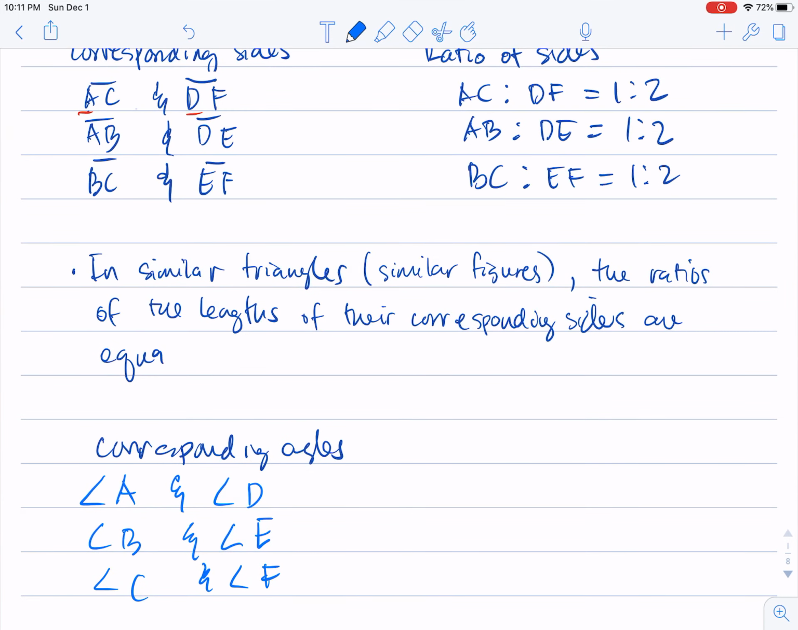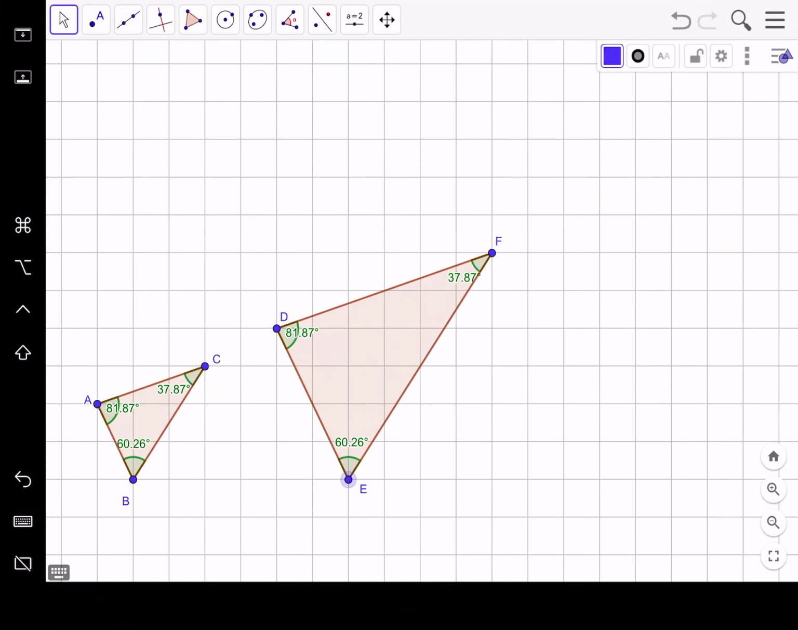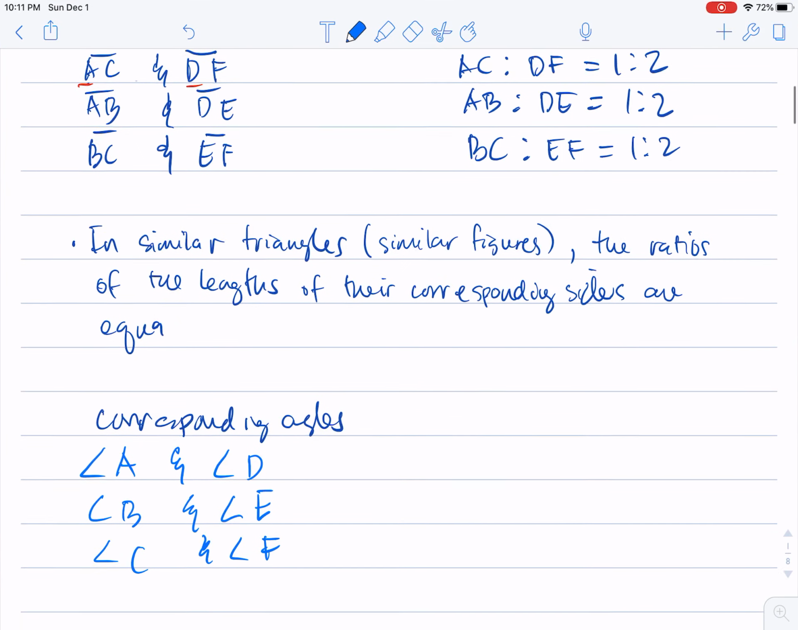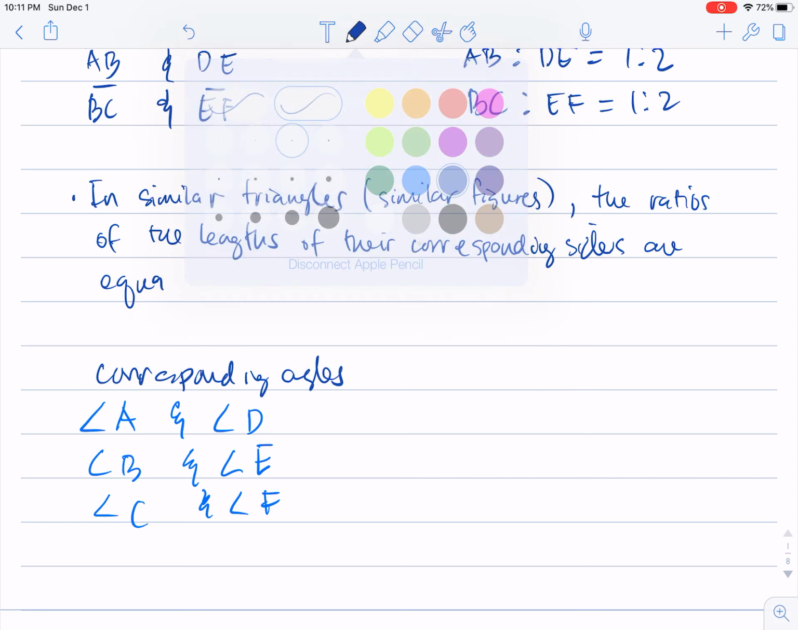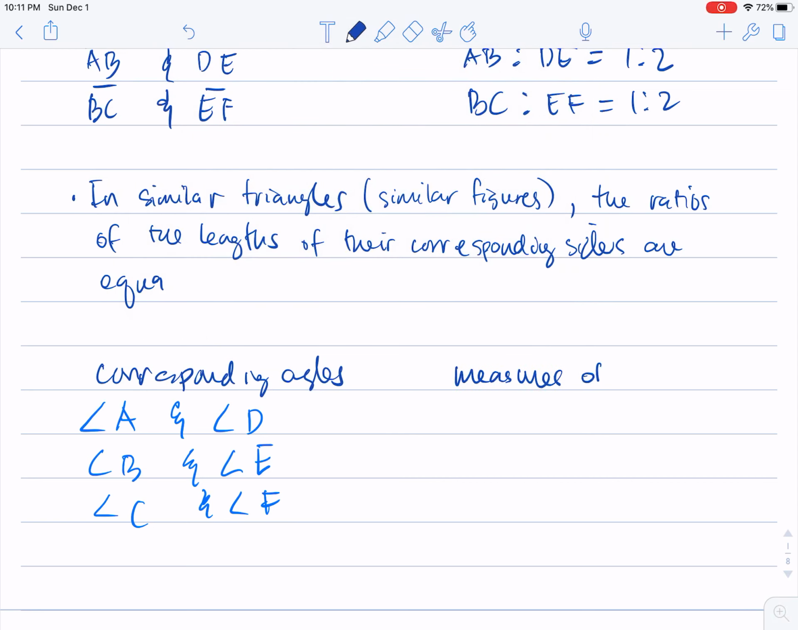So, anong measure nila? Pare-pareho, di ba? Ang corresponding angles. So, yung angle A parehong 81.87, yung angle B, tsaka angle E parehong 60.26, at yung angle F and angle C parehong 37.87. So, measures of corresponding angles. So measure of angle A is equal to measure of angle D. Measure of angle B is equal to measure of angle E. Measure of angle C is equal to measure of angle F.